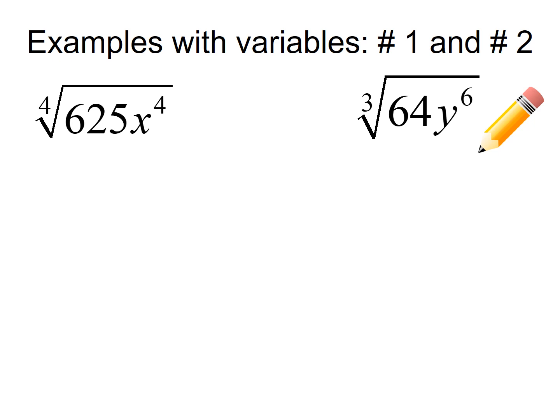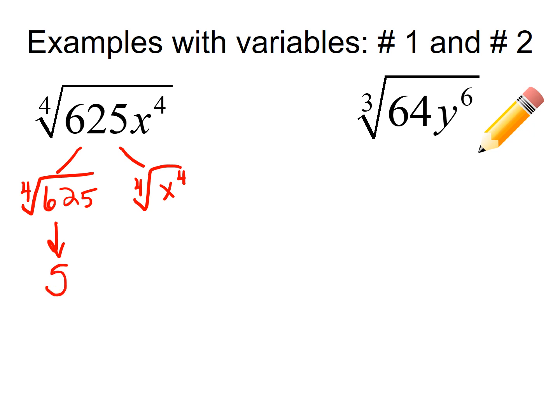Now we're going to be trying examples with not just numbers to break down, but also variables to break down. So example number 1, the fourth root of 625 x to the fourth. I want you guys, for all these kinds of problems, to split it up into the fourth root of the number and the fourth root of the variable, so we can tackle them as like 2 separate problems within one. So let's first tackle the fourth root of 625. If we go to our perfect roots table, we see that 625 is a perfect fourth. And so we know that the fourth root of 625 is just 5.